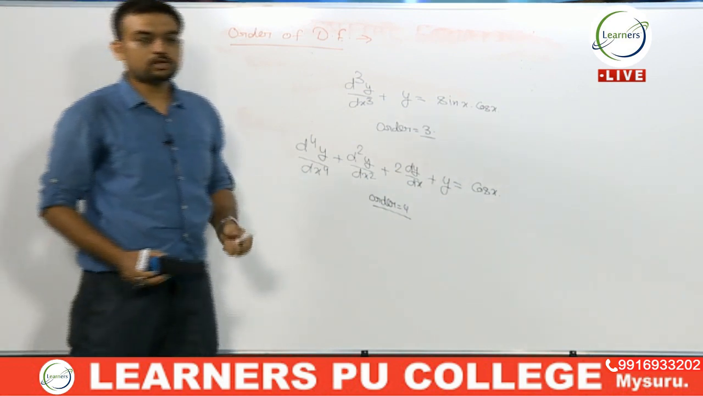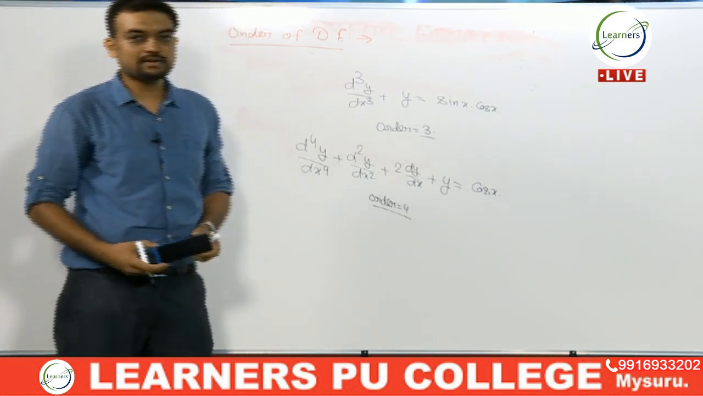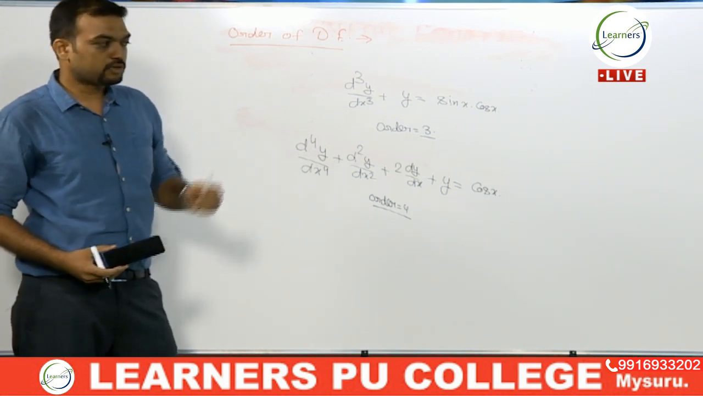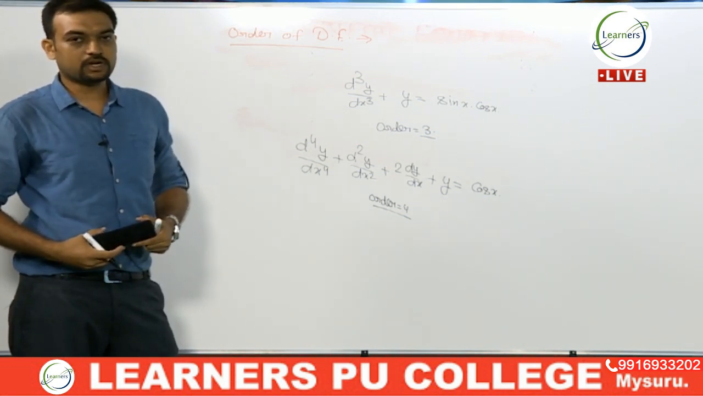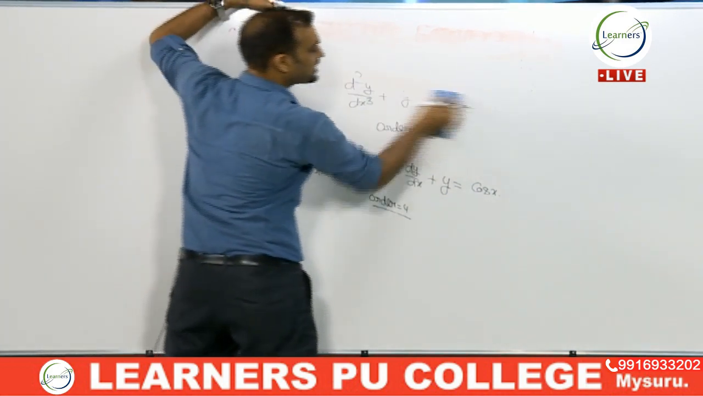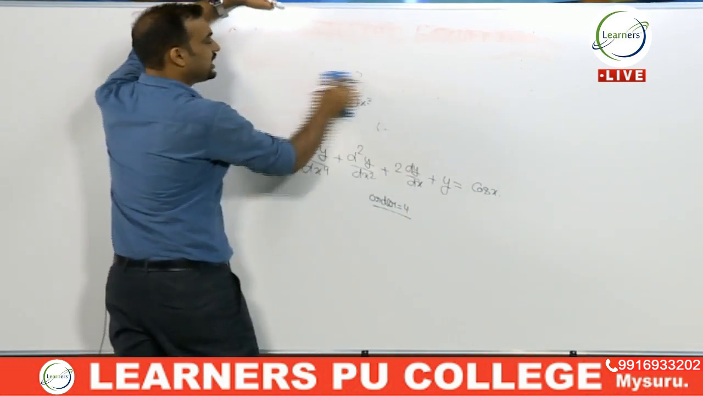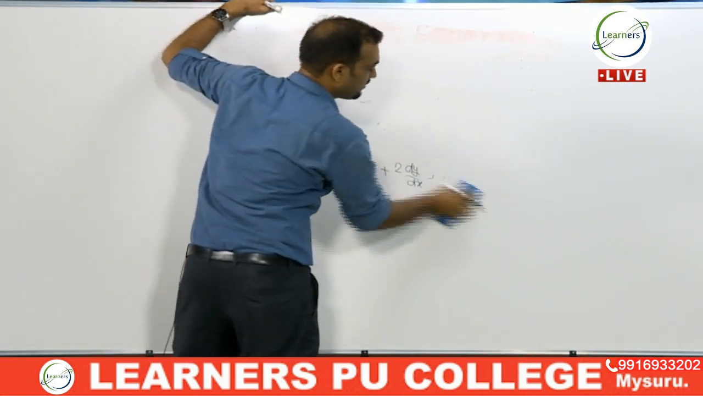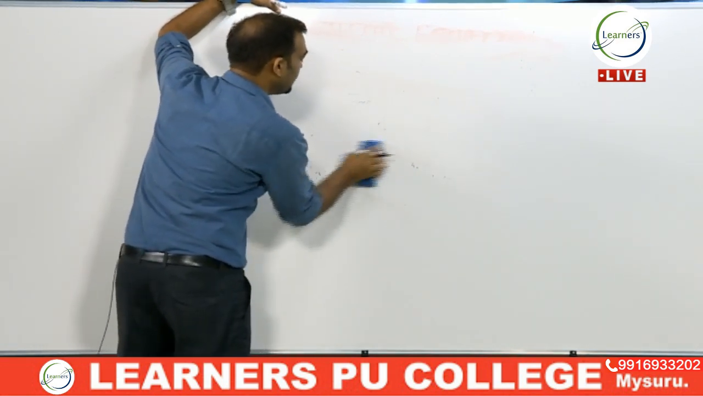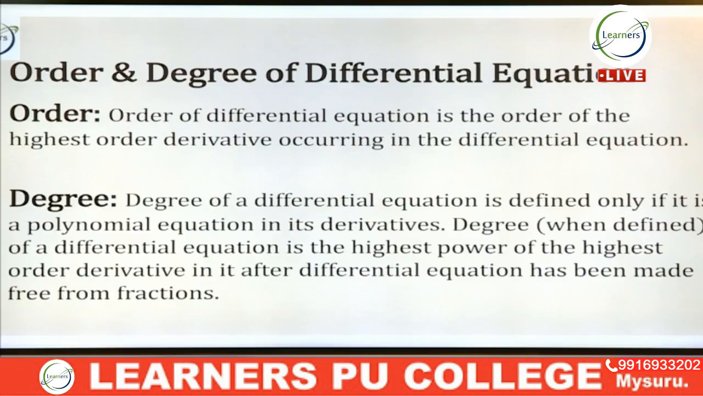We have examples also which they have asked in the previous year CET. So we will talk about those problems also, but before that we will complete the degree also, because sometimes they can ask you order only, and sometimes they can ask you order plus degree both. Like they will ask you to tell the order as well as the degree. So we will complete the degree and then we will talk about the previous year CET and IIT problems also. Okay, so now we will talk about the degree.